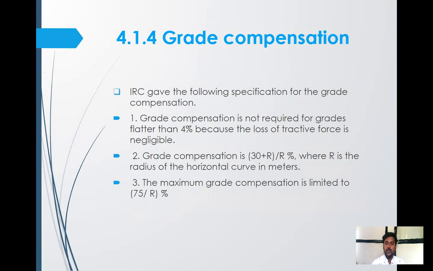And the IRC gave the following specifications for grade compensation. These are very important specifications. Grade compensation is not required for a grade flatter than 4% because the loss of tractive force is negligible. The grade compensation is calculated by the formula (30 + R)/R in percentage, where R is the radius of the horizontal curve in meters, and the maximum grade compensation is limited to 75/R %. So this is the formula for calculating the grade compensation.